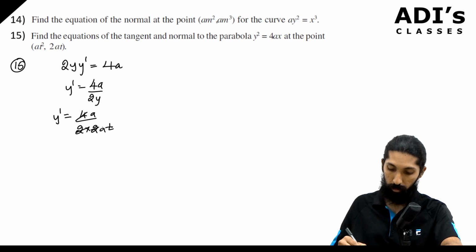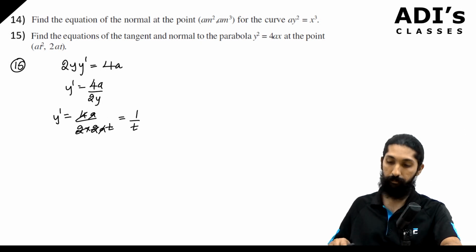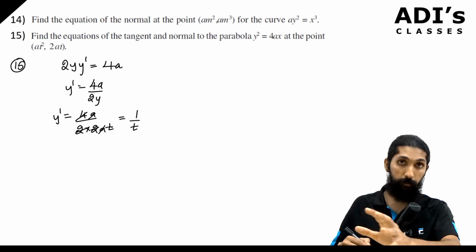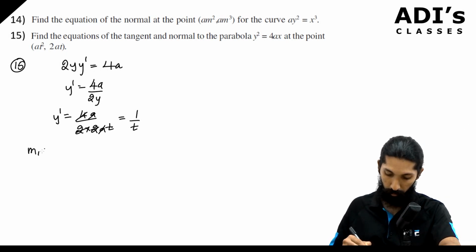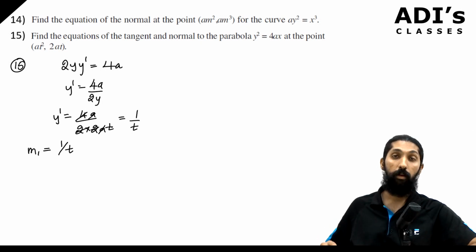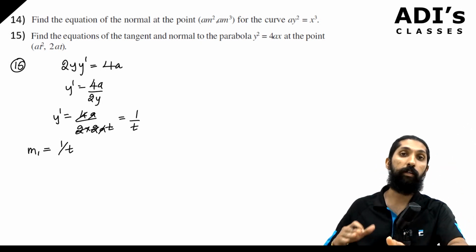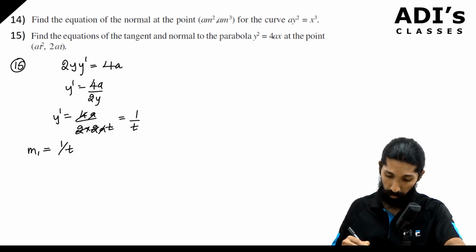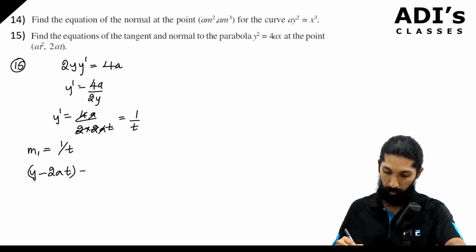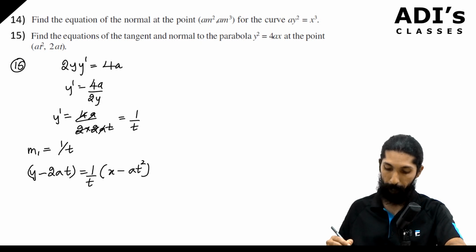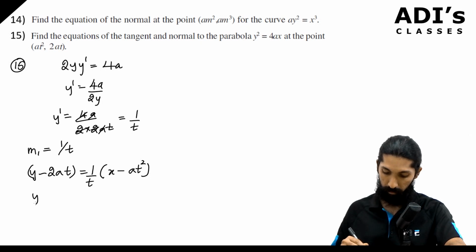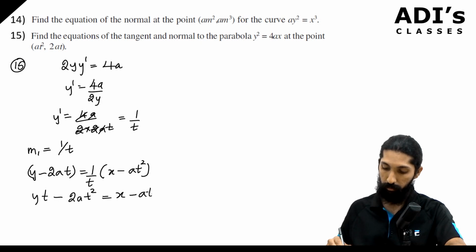2 into 2 is 4. A cancels, so you'll get 1 by t. 1 by t is the slope of the tangent. So let's call this m1 is equal to 1 by t. Now substitute the points. The point says (a t square, 2at). Let's find the equation of the tangent. So you have y minus y1: y minus 2at is equal to 1 by t into x minus a t square. So you will get yt minus 2a t square is x minus a t square.